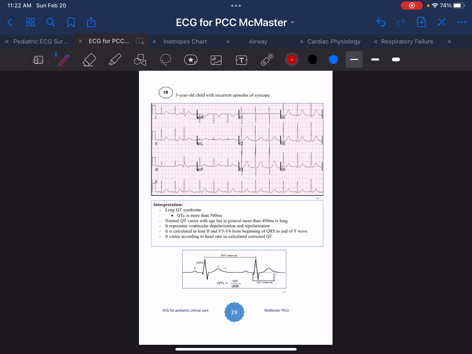In this video, we're going to look at how to calculate the QTC. We'll be taking a more in-depth look at the relevance of the QTC during our lecture series. So the QTC is equal to the QT interval divided by the square root of the RR interval. And so to calculate the QTC, we need to know our QT interval and our RR interval.